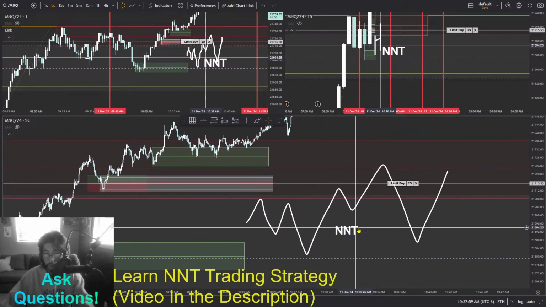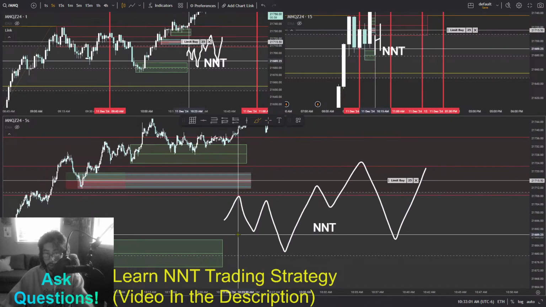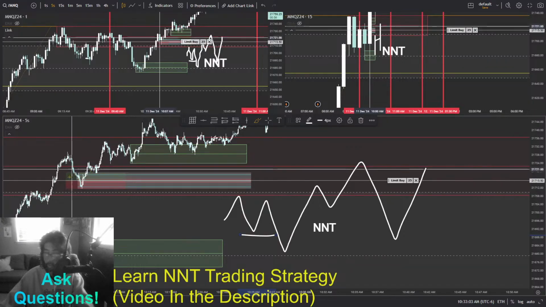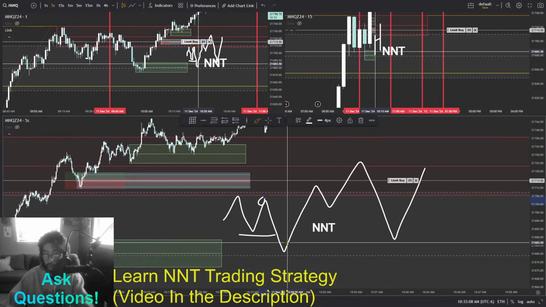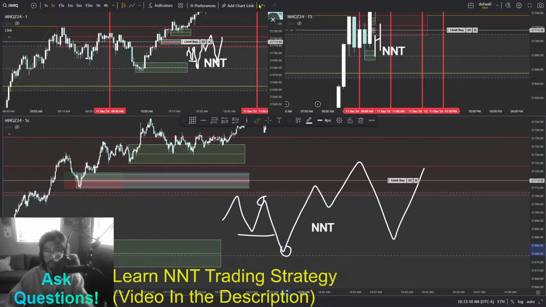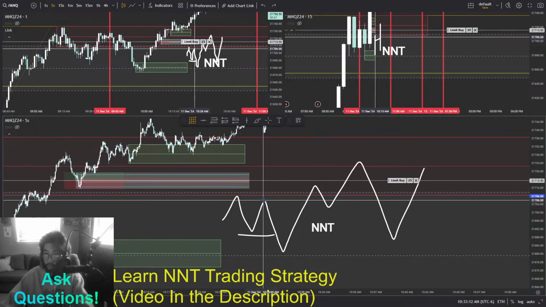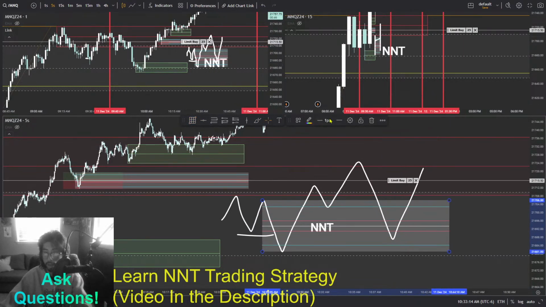I call it NNT. What we're doing is looking for a sweep. There's a sweep right here. I'll show you a more real life example shortly. We're looking for a sweep right here. Then we get that swing high, that swing low, and create a zone after that sweep. So let's create a zone. So easy. We're looking for the same pattern again and again and again.